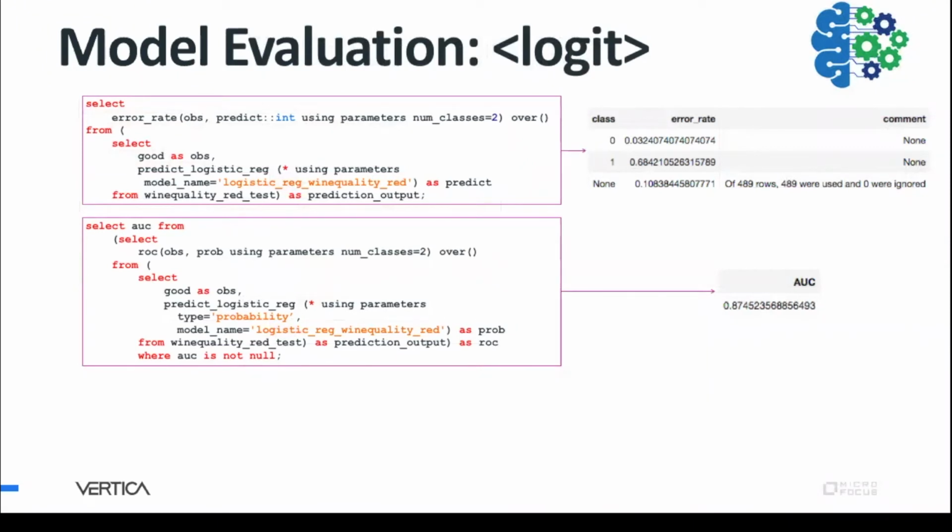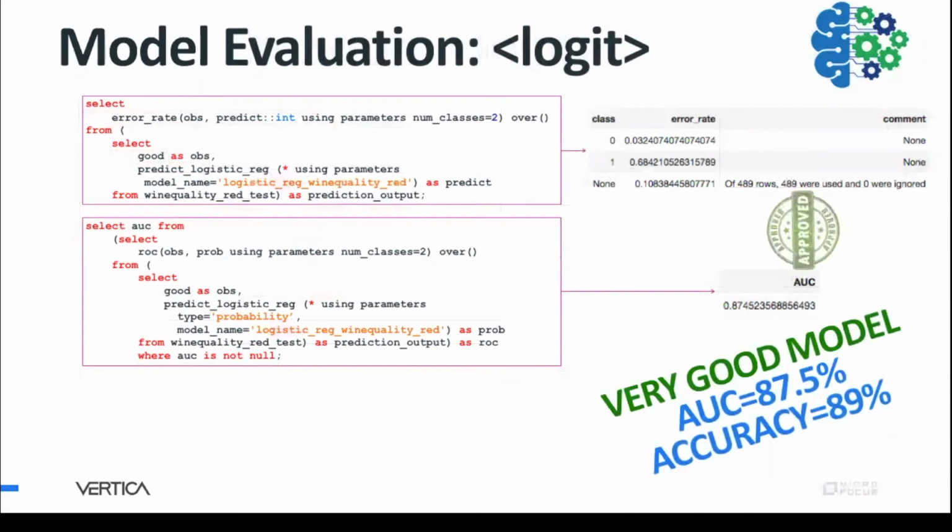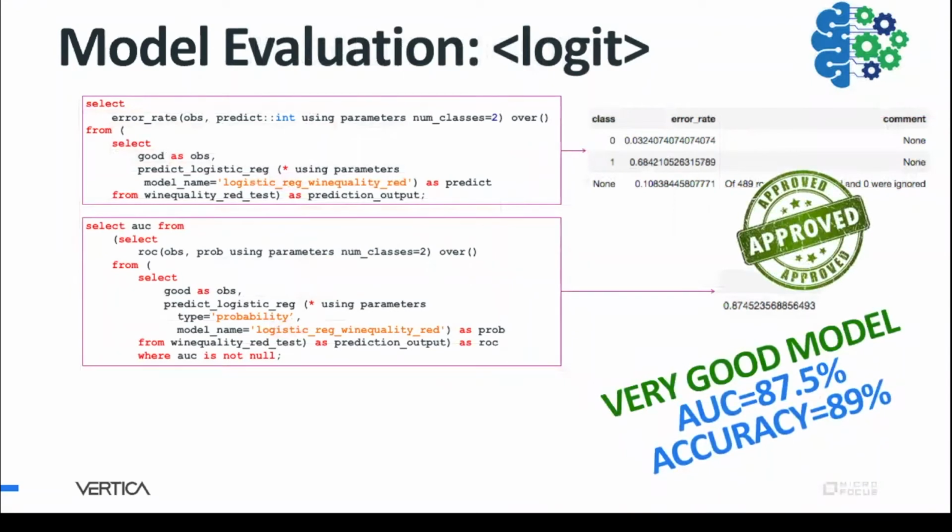We defined here a good wine as a wine which is rated over 7. I forgot to tell you that information. And in this case, I'm dealing with classification, and I have a very good model with a good AUC and a good accuracy.